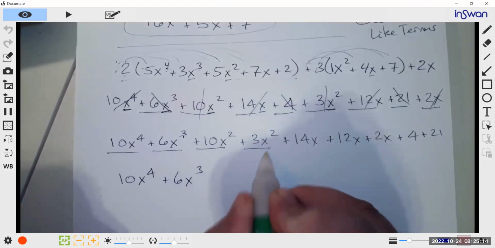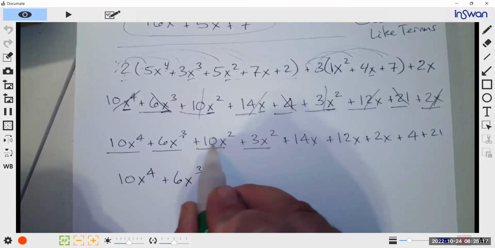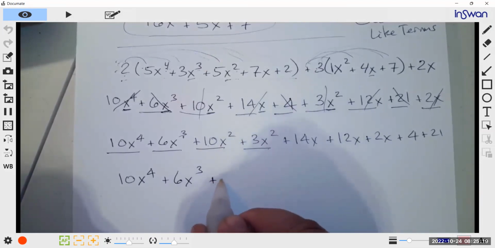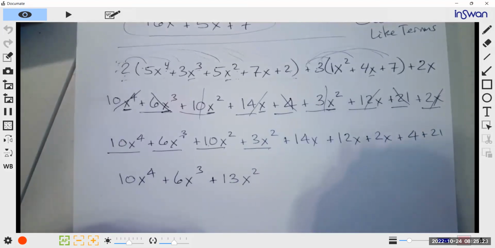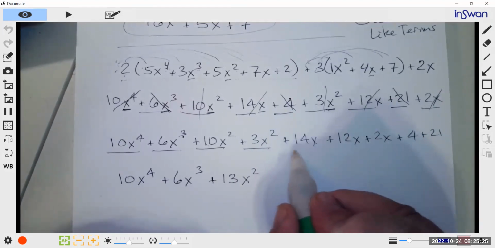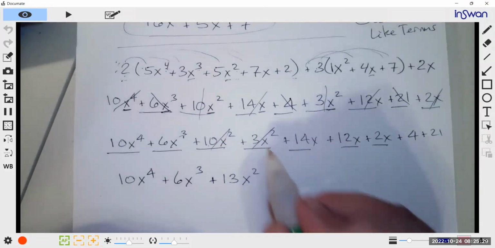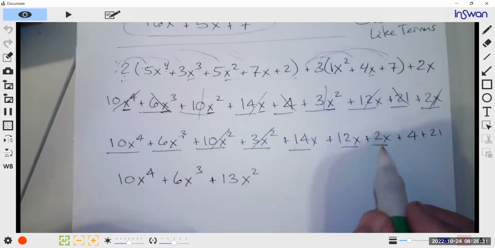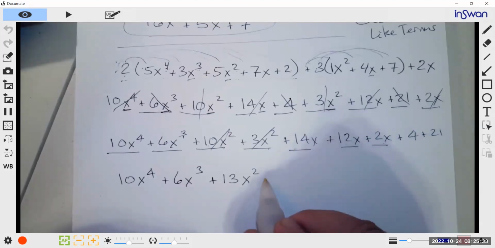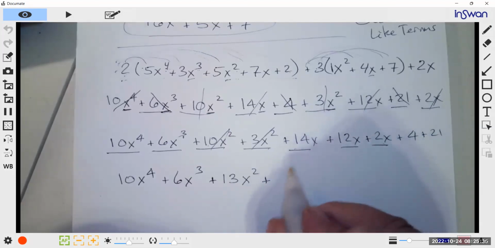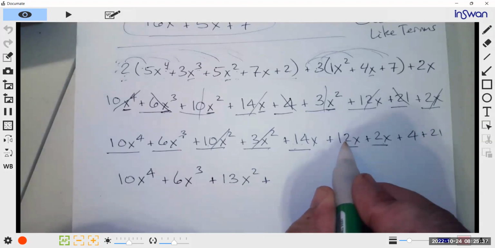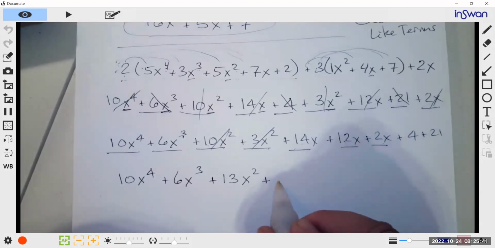I have two of these, so they're both positive. 10 plus 3 is 13. It's positive 13x squared. I have 1, 2, 3 of those. So they're all x's. They're all positive, so the answer is positive. 14 plus 12 is 26. 26 plus 2 is 28. So it's 28x.